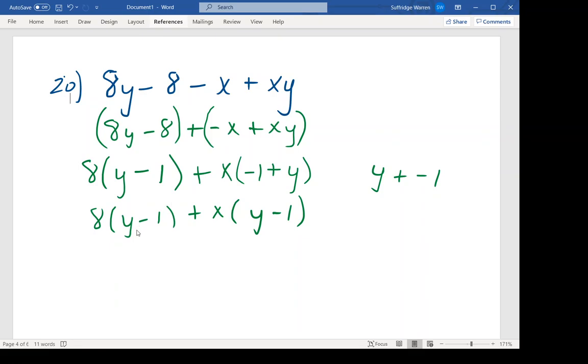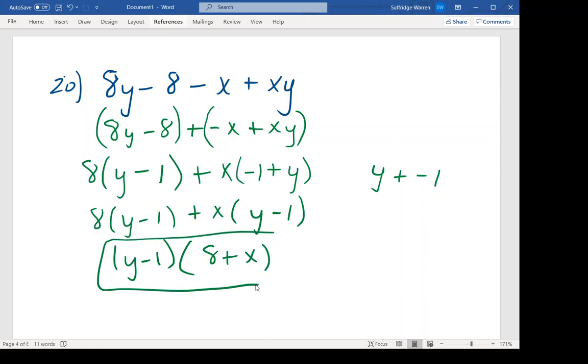So what do you notice on this? We already have the exact same binomials, so in this one we don't have to do anything with opposites because we already have the same factor binomials. So I'm going to factor y minus 1, and what does that leave us with? That leaves us with the factor of 8 here, and here it leaves us with x. So there's our answer on that one.